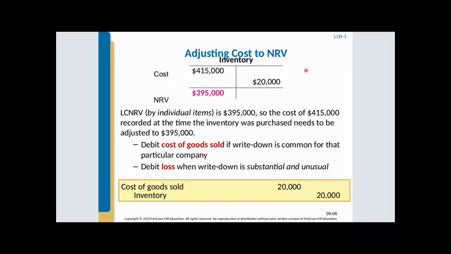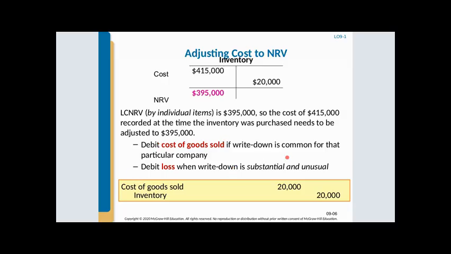And when we're making this adjustment, we have to see, is this something that is frequently made? Maybe we're doing this analysis twice a year, or every quarter, etc. If that's the case, then we're going to use cost of goods sold.